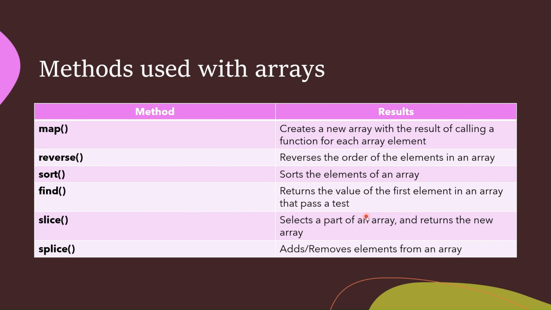Find returns the value of the first element in an array that passes a test, which means we will search for a specific element that has a specific criteria, and when we find it, the first element will be returned. Slice selects a part of an array and returns the new array. Splice adds or removes elements from an array.